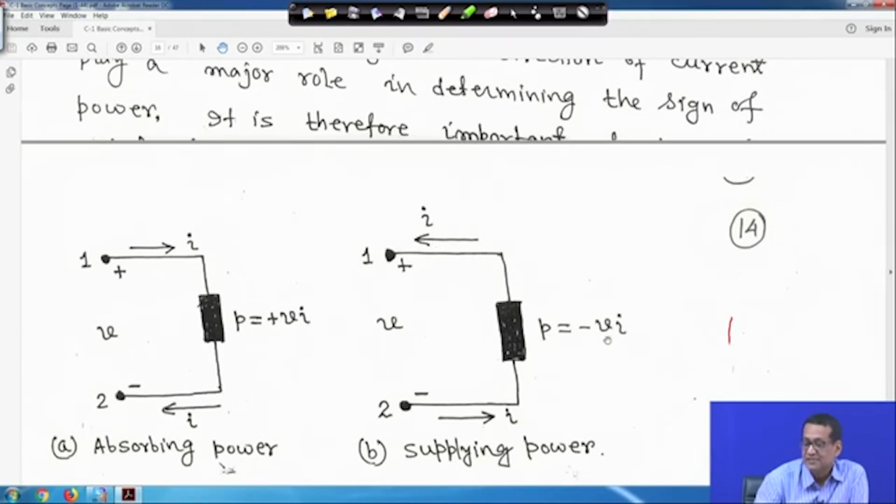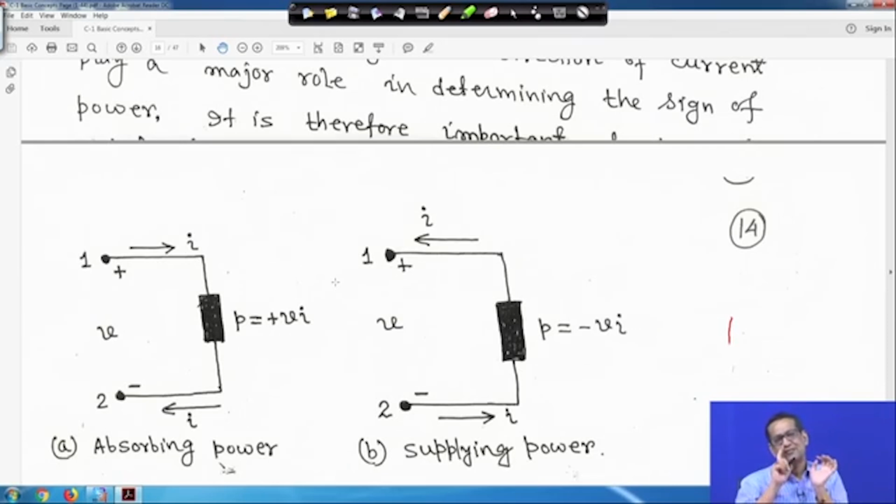So, P is equal to minus V I. V remains as it is, but for I the sign will change, it will be minus V I, right. This you have to add: this one is absorbing power, and in this case the element is supplying power, because P is equal to minus V into I, right. So, one current is entering into the plus terminal, another is leaving the plus terminal.